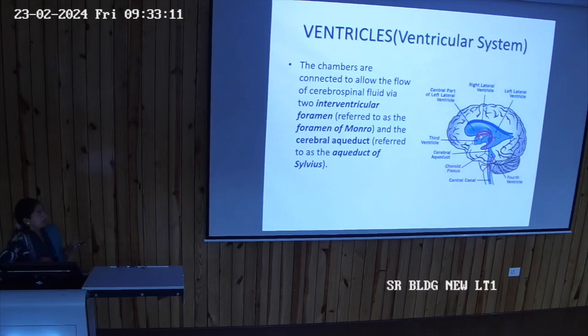So what are the connections? You have the interventricular foramina, which are called the foramen of Monro, and another one is the cerebral aqueduct, which is called the aqueduct of Sylvius. So these are the names that you have to remember by heart.